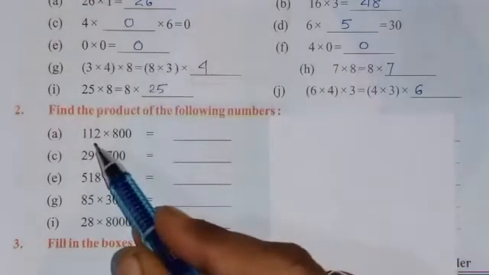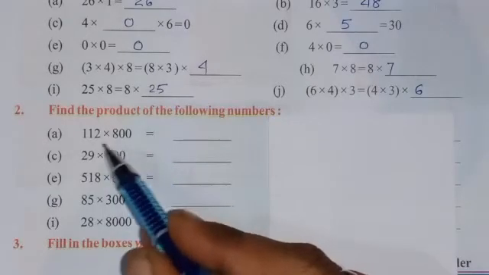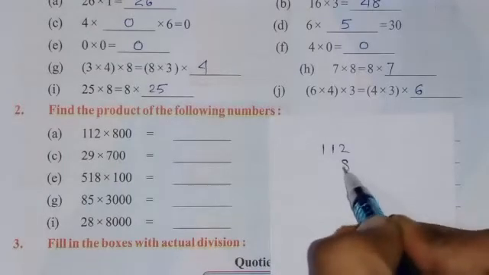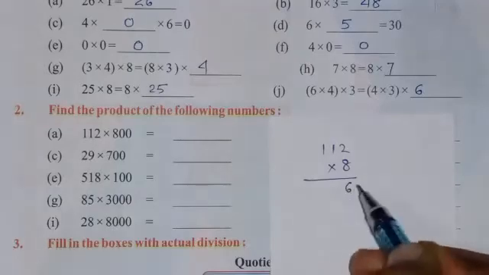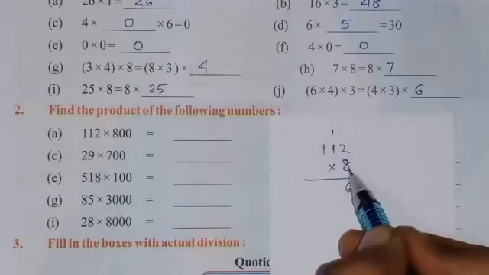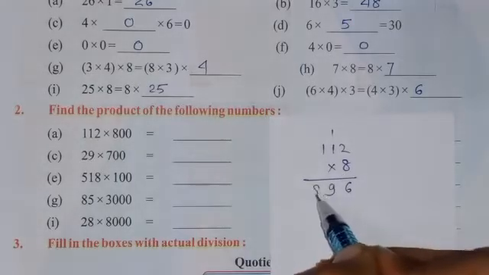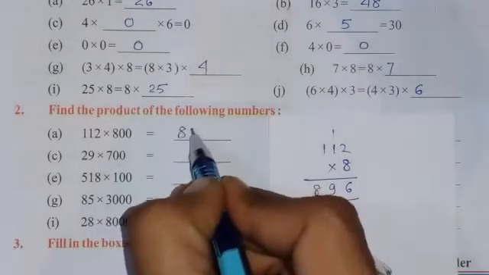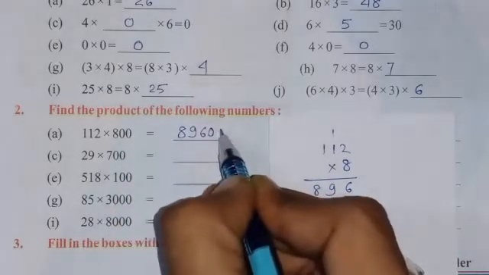That is given 112 by 800. So just leave these two zeros and multiply 112 by 8. 8 2s are 16. So 6, carry over 1. 8 1s are 8 and 1 is 9. 8 1s are 8. So the number is 896. We have to write here 896, and these two zeros will repeat here.